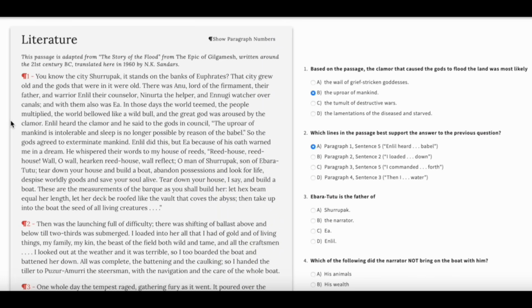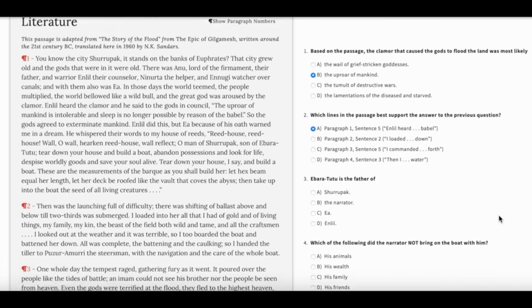Okay. I'm going to stop you. Does that give us evidence for what most likely caused the gods to flood the land? Does that address that? 100%, man. Yeah, it does. We can feel very confident about both those answers. Questions about that or no? Nope. Okay, great. Let's keep practicing.